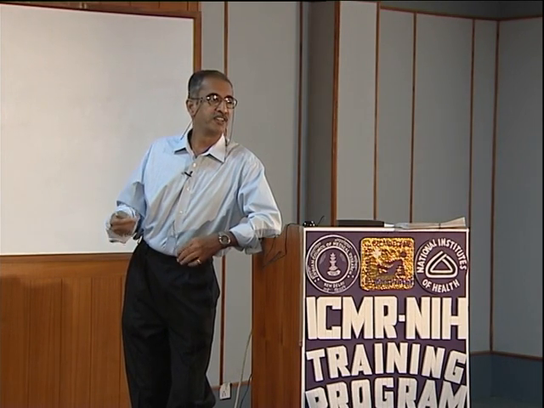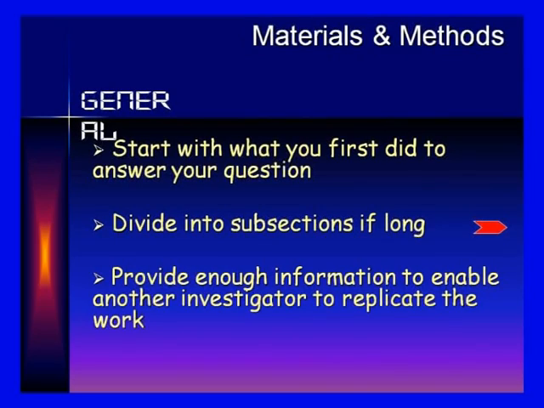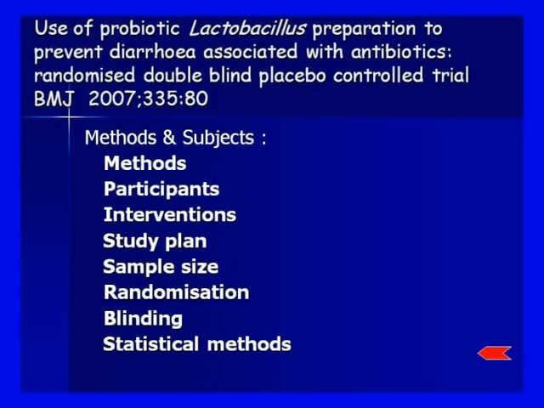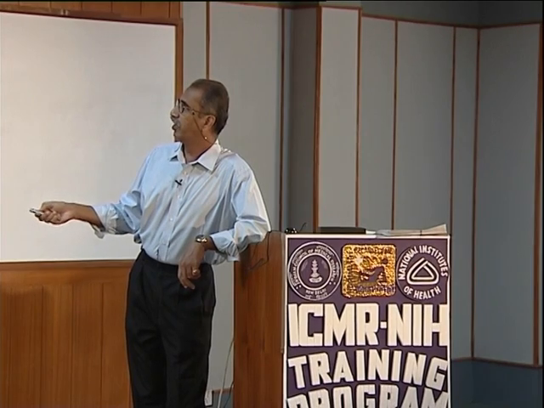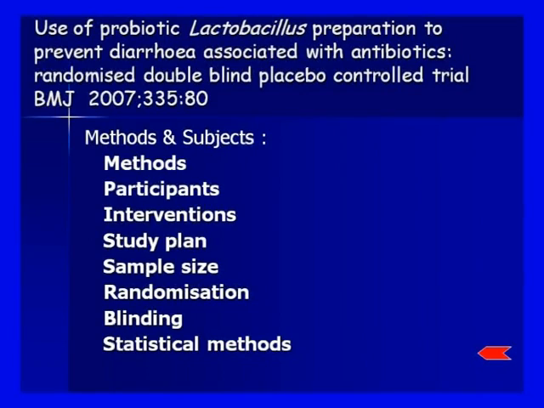And if you have so much to say in your materials and methods, then it is better to divide it into subsections. Let me show you an example. This is an actual paper which was published in BMJ. If you see the materials and methods section, it is divided into participants, interventions, study plan, sample size, randomization, blinding, and statistical methods. So these are the subsections.